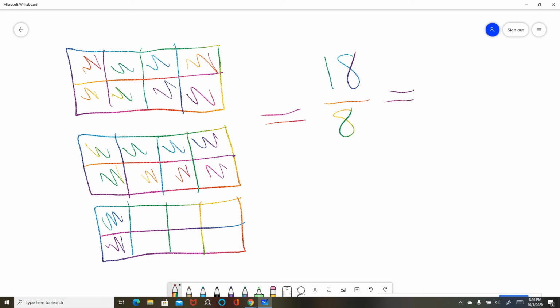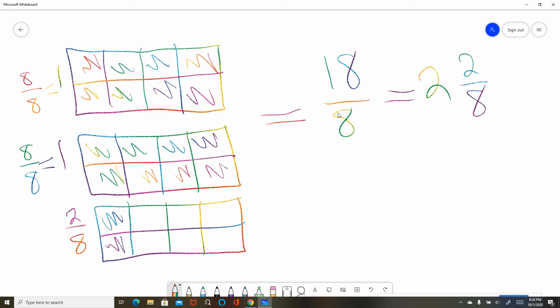But let's write that as a mixed number. Remember, mixed numbers have wholes and fractions. So 8 out of 8 equals 1 whole. 8 out of 8 equals 1 whole. And then we have 2 eighths right here. So as a mixed number, we would have 2 wholes, and then our fraction would be 2 eighths. So 18 eighths is the same thing as 2 wholes and 2 eighths. 8, 16, 17, 18, 18 eighths, and it's also equal to 1 whole, 2 wholes, 2 eighths.